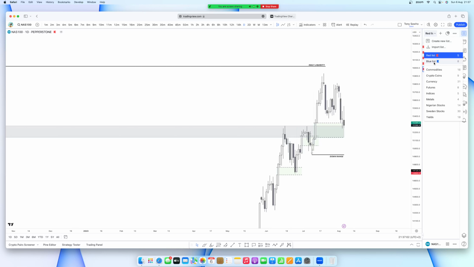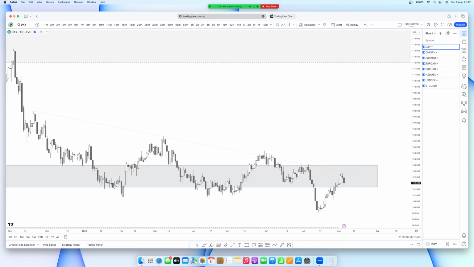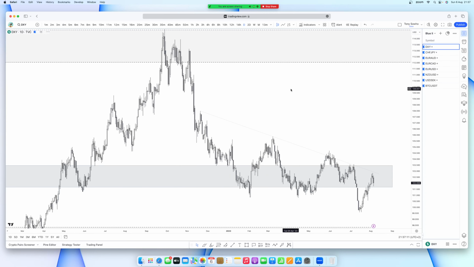So now the blue lists. Let's come to the blue list. The first one on my list is the dollar index. Now the DXY, I wanted to show you something.